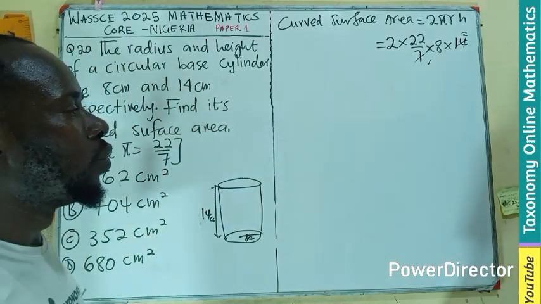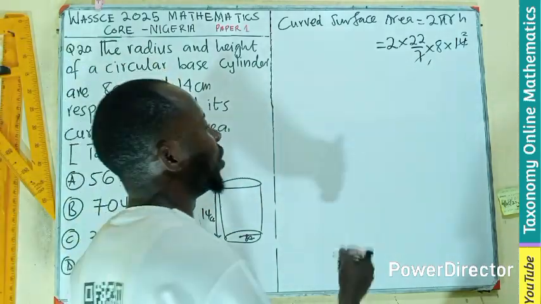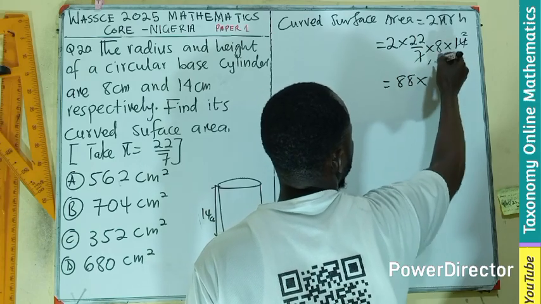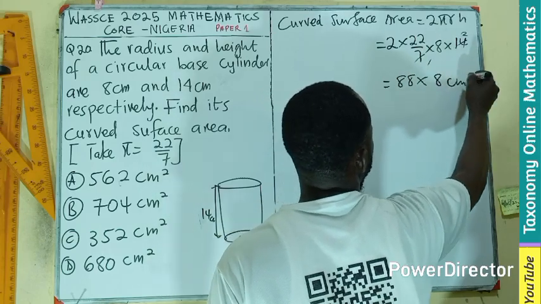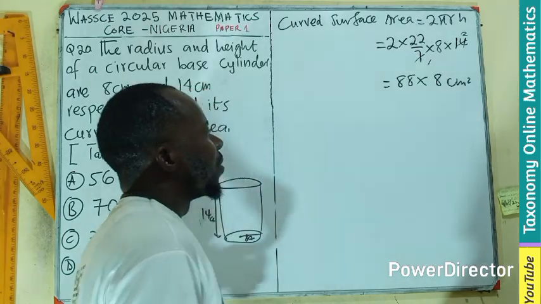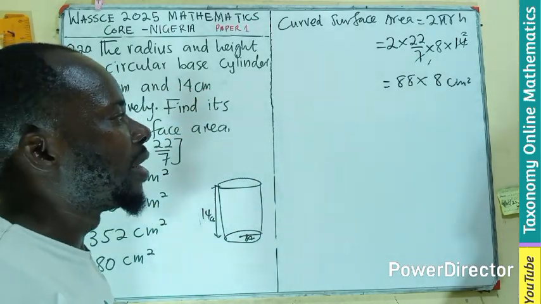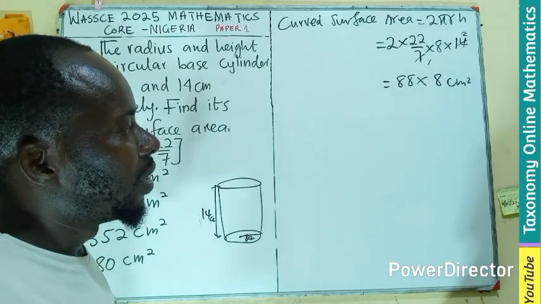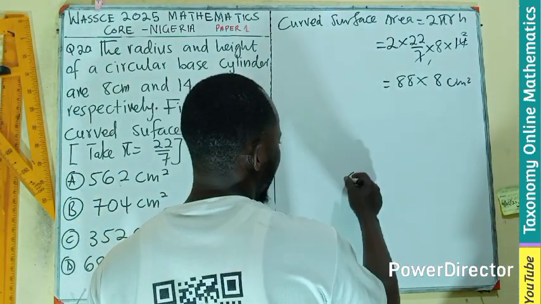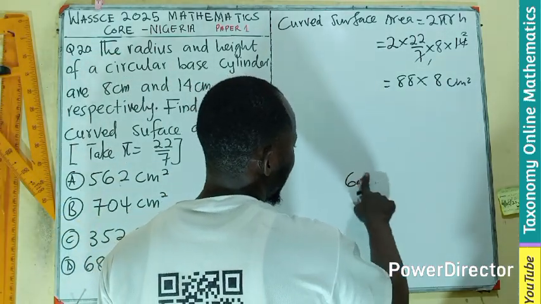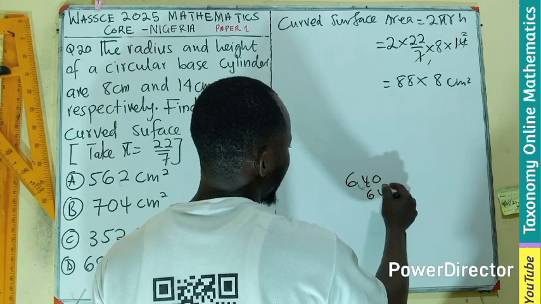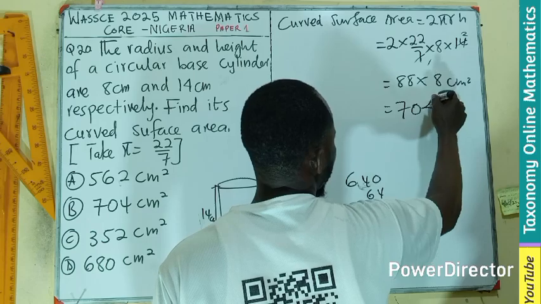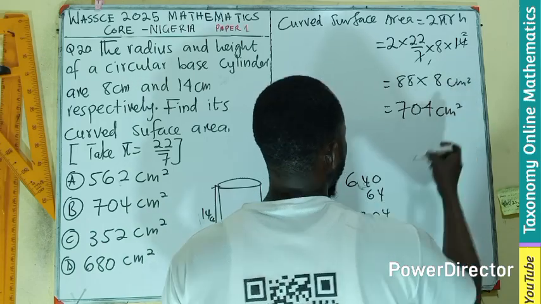We have 2 times 2, 4. 4 times 22, that will be 88 times what? 8, in this case, centimeter square. From this side, what do we do? That will be 80 times 8. That will be 600 and what? 40 plus 64. So 704. So we have 704 centimeter square.